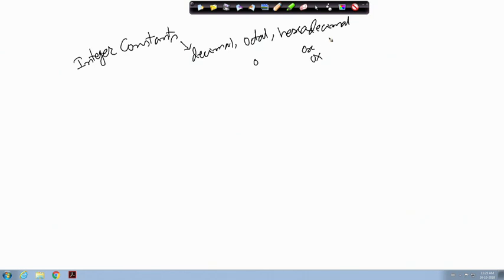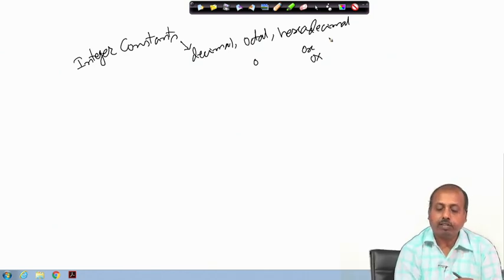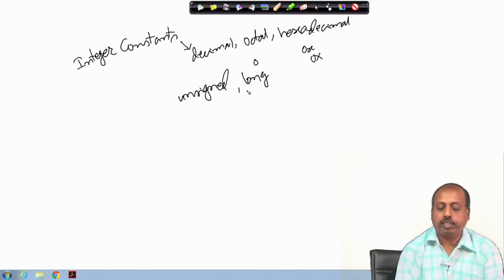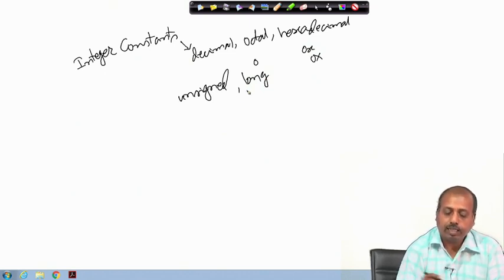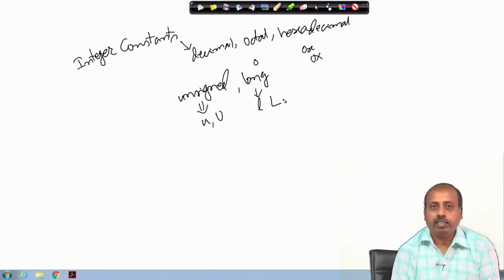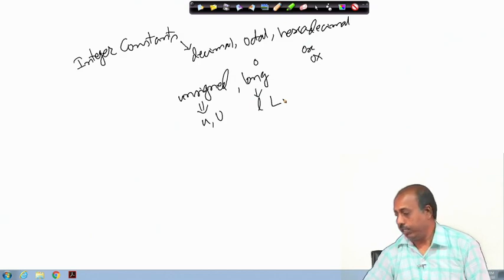Similarly, towards the end of the number you can have some more qualifiers, like unsigned and long. These are the other two qualifiers that we have for integers, and unsigned is identified by U or capital U, and long is identified by L or capital L. Okay. So, we need to define some regular expression that will represent integer constants in the C++ language. So, let us see how we can do this.